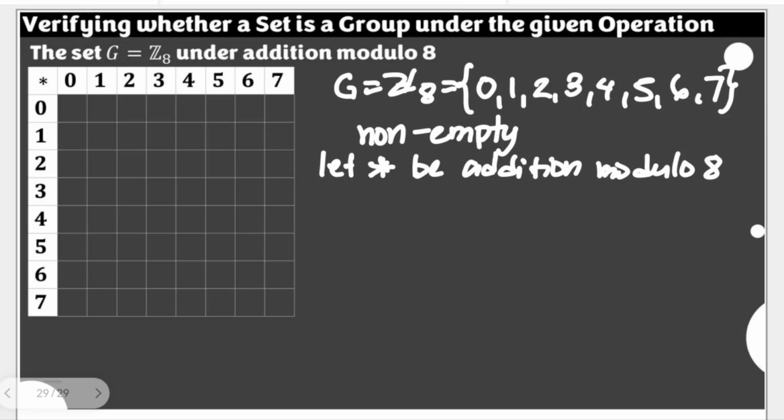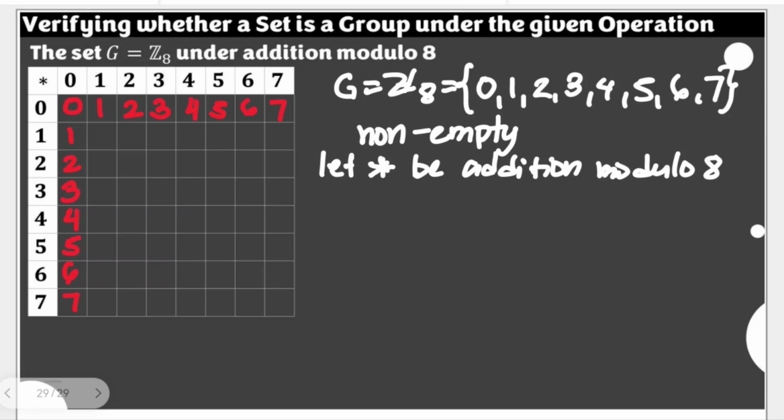That means for the first entry, 0 plus 0 is 0. 0 modulo 8 is 0. 0 plus 1 is 1 modulo 8. 0 plus 2 is 2. 0 plus 3 is 3. 4, 5, 6, and 7. And all of these are still the answers when you have modulo 8, because, say for example, 0 plus 7 is still 7, the remainder when 7 is divided by 8. For our first column here, we also have the same concern. 1 plus 0 is 1, 2 plus 0 is 2, 3 plus 0 is 3, 4 plus 0 is 4, this is 5, this is 6, and this is 7.